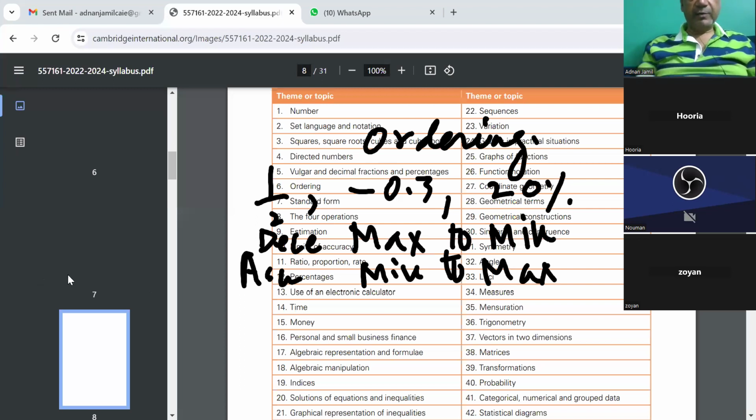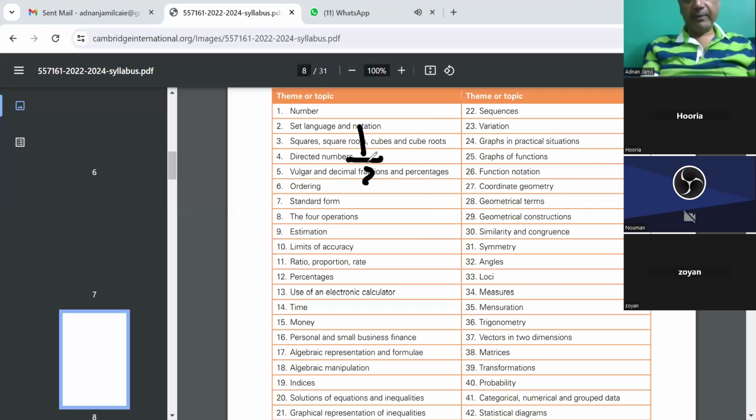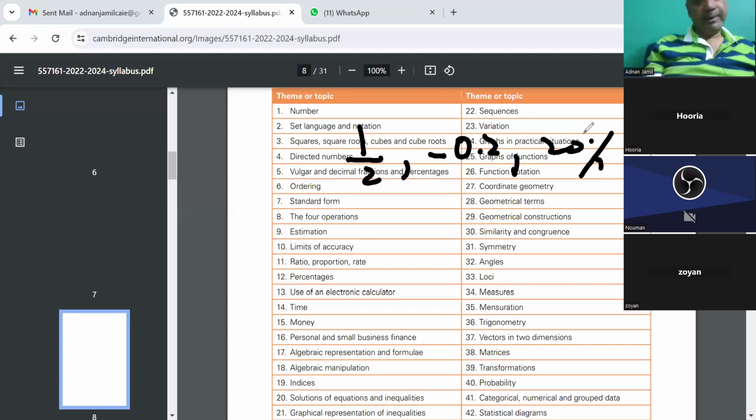Acha, another thing you have to do is, for example, if you get a half, minus 0.2 and 20%, and you have to arrange them in order from minimum to maximum, what are we going to do? Just wait.